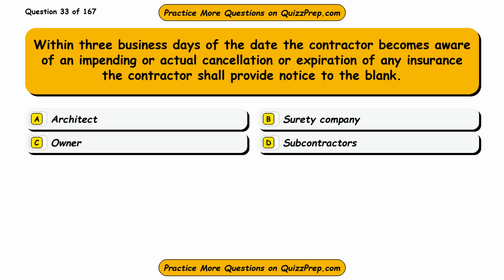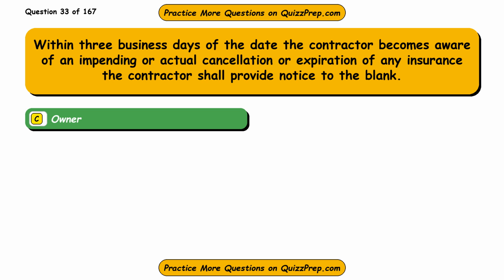Question 33. Within 3 business days of the date the contractor becomes aware of an impending or actual cancellation or expiration of any insurance, the contractor shall provide notice to the blank. Option A, architect. Option B, surety company. Option C, owner. Option D, subcontractors. The correct answer is option C, owner.